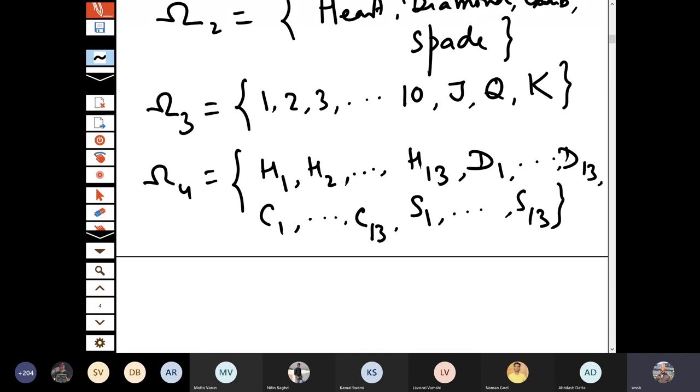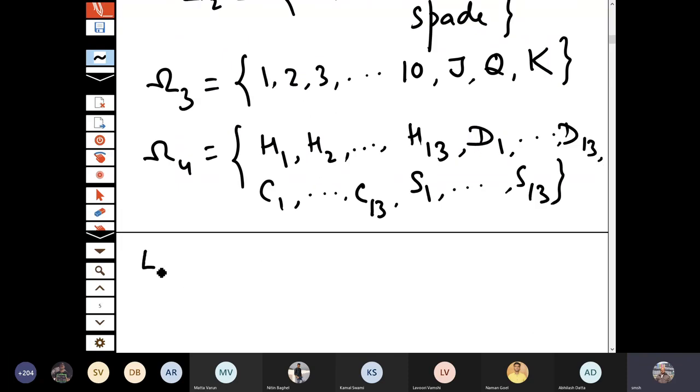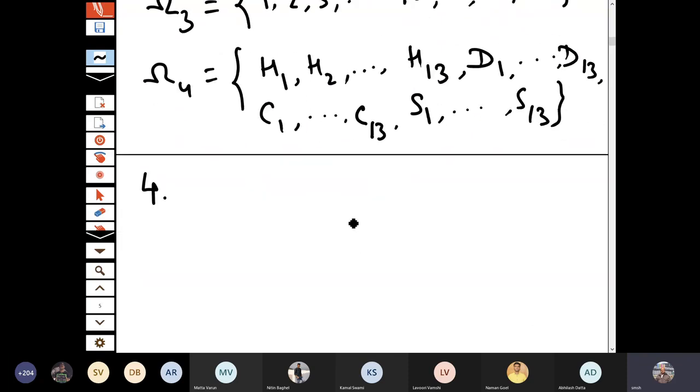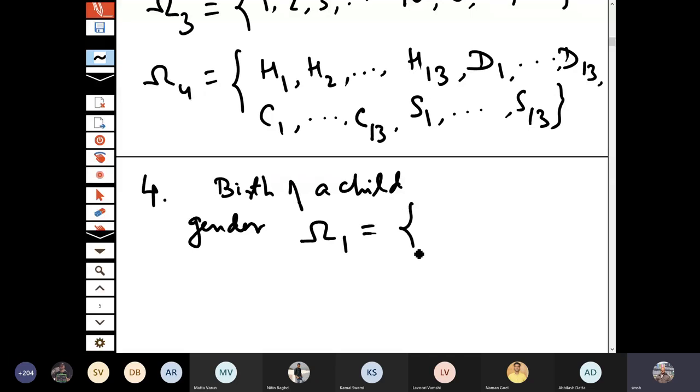Let us go to a little bit more practical examples. These are the examples which were there when the gambling games were there. Let us look at other things. So for example, suppose I am looking at birth of a child, and then I look at the gender, for example. If I am interested in gender, then it is a boy or a girl.